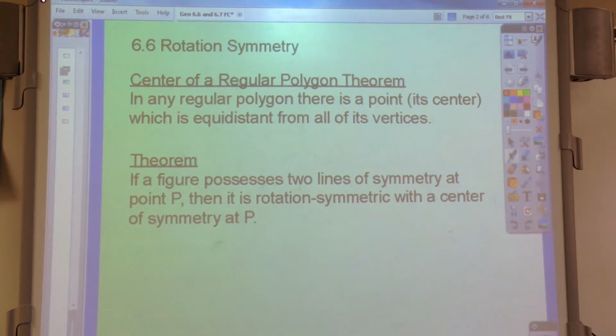Afternoon, ladies and gentlemen. This is section 6.6 of Mrs. Quinn's geometry class, and today we're going to focus on 6.6 and a little bit of 6.7.